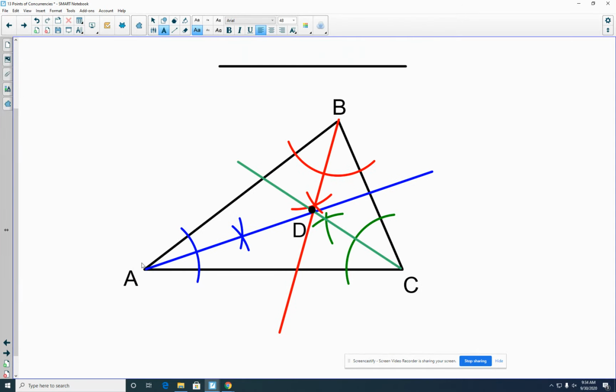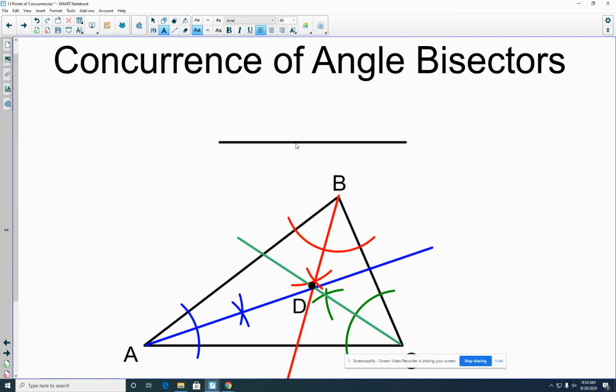Right, so let's see what it looks like when it's actually done. Here it is. So you have the blue coming from A, that's the angle bisector of angle A. The green is the angle bisector of angle C, and the red is the angle bisector of angle B, excuse me. So now we know, what is it called when all the angle bisectors intersect? It's actually called the incenter. So the incenter would be this point right here, point D. So point D is the incenter.